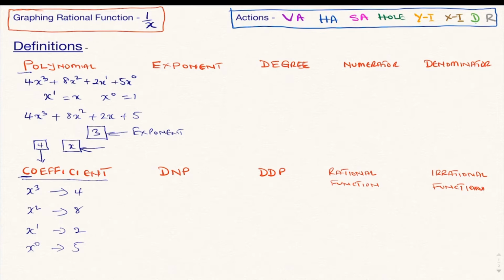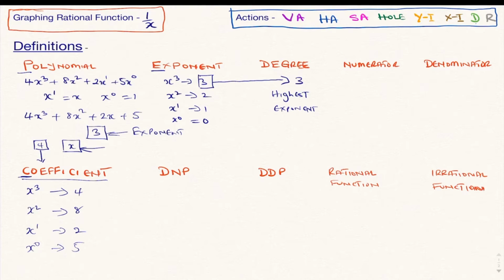The exponent in this polynomial: the x cubed has an exponent of 3. The x squared has an exponent of 2. X to power 1 has an exponent of 1. And the x to the power 0 has an exponent of 0. The highest exponent in this polynomial is 3. And the highest exponent is what we call the degree of polynomial. So degree of polynomial is the highest exponent in a polynomial function, or the highest power, or the highest index.